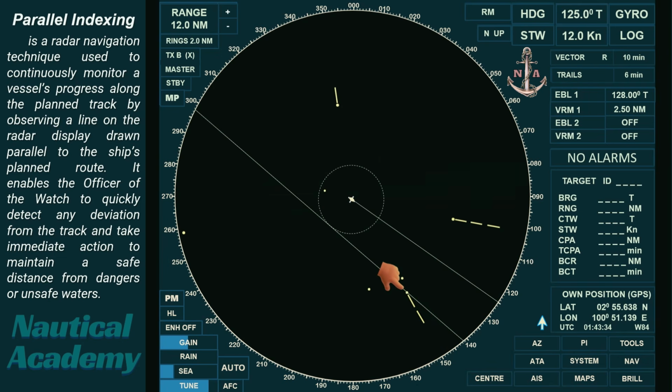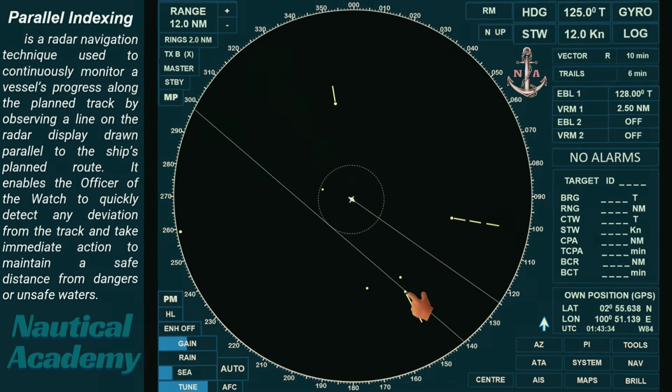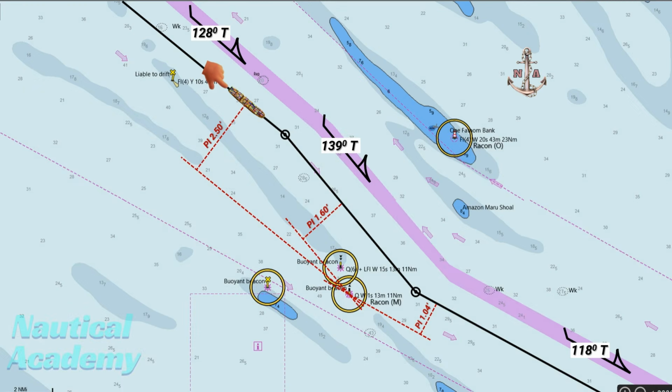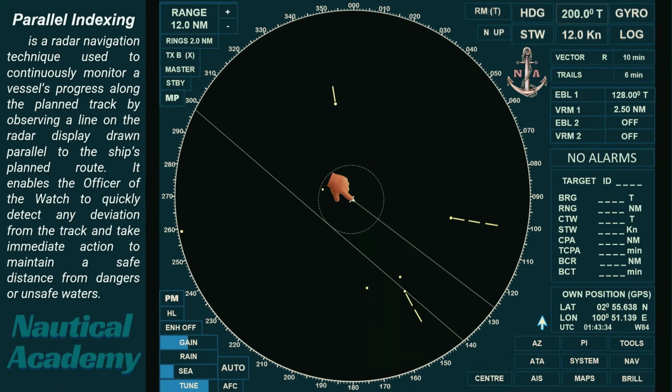Then monitor the PI line. Once it aligns with our reference point, it indicates that the vessel is already back on the planned track. At this point, steer the vessel back to the planned course of 128 degrees.